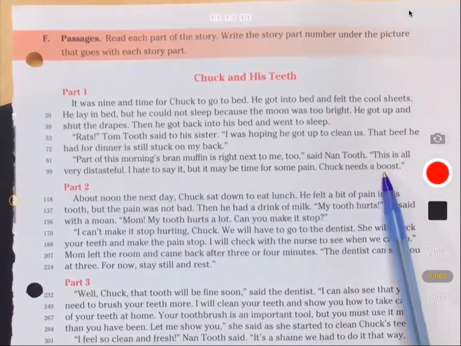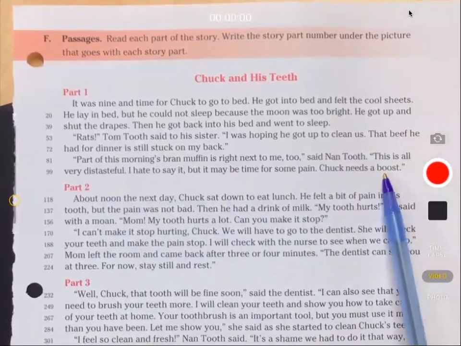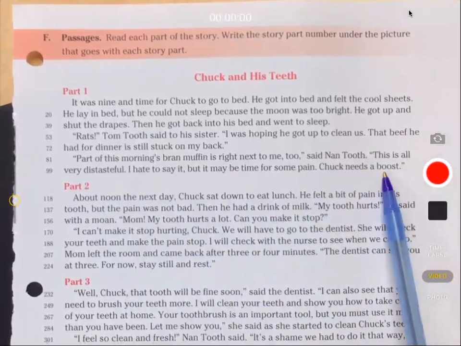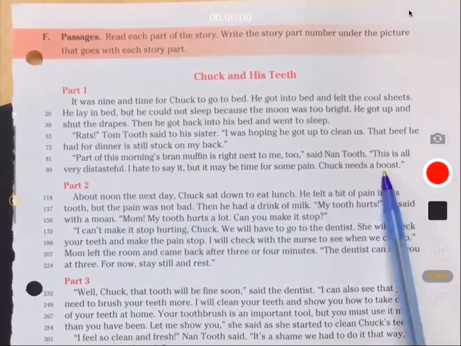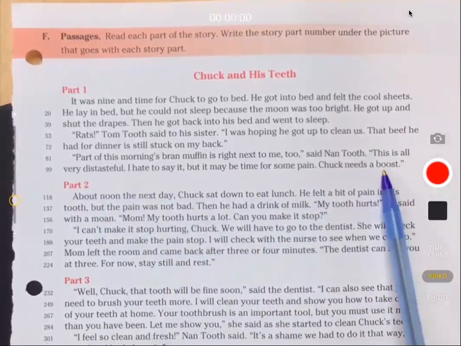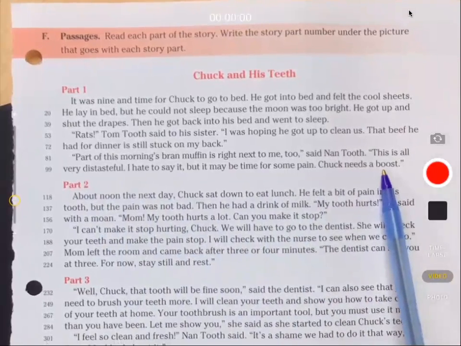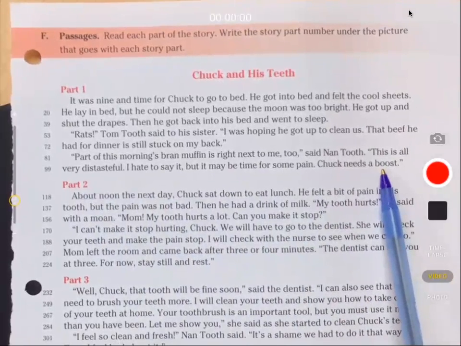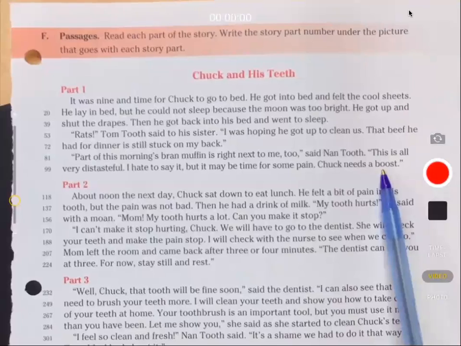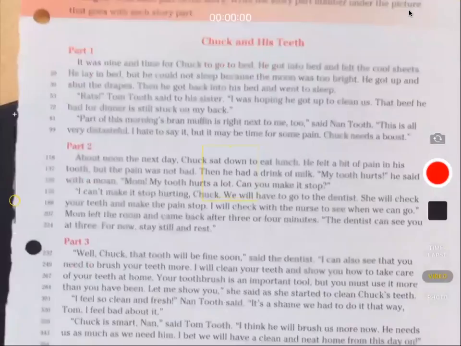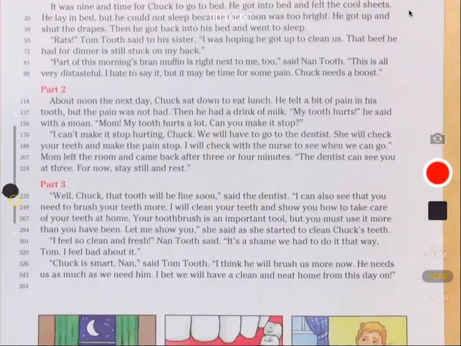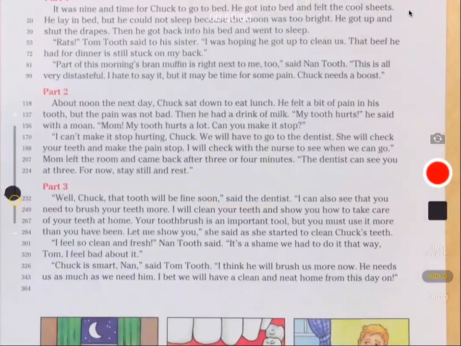Now, for part 1, I would like you to consider the following questions. Why did Chuck get up after he had gone to bed? And what did Chuck's teeth hope that he would do when he got up? All right, part 2. And again, you may pause the video.